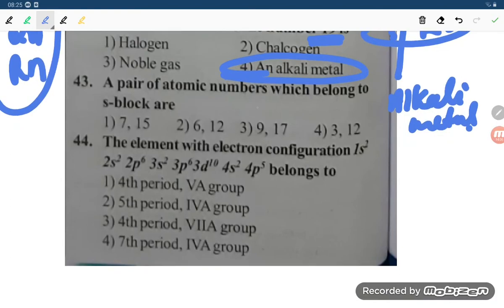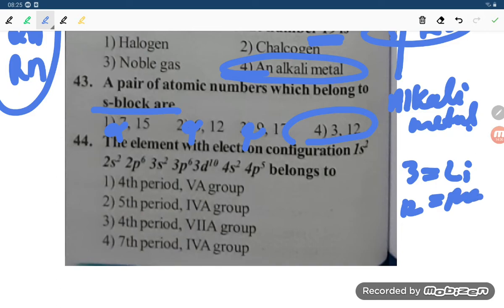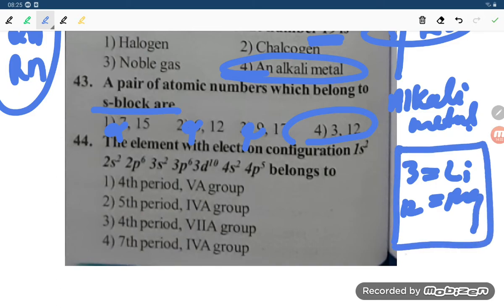A pair of atomic numbers which belongs to S block elements. 7 is nitrogen, P block. 6 is carbon, P block. 9 is fluorine. This is also wrong. 3 and 12. Okay, 3 means what, student? Lithium, and 12 is magnesium. Lithium and magnesium, both are S block. So the required option is option number 4.